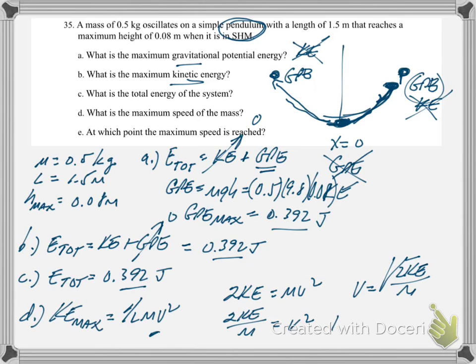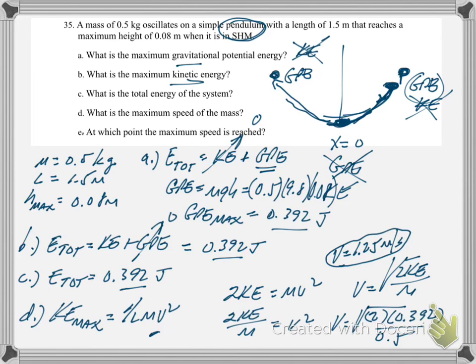Plugging in our numbers, we have v equals square root of 2 times 0.392 divided by a mass, which is 1/2. And we have a velocity equal to 1.25 meters per second.